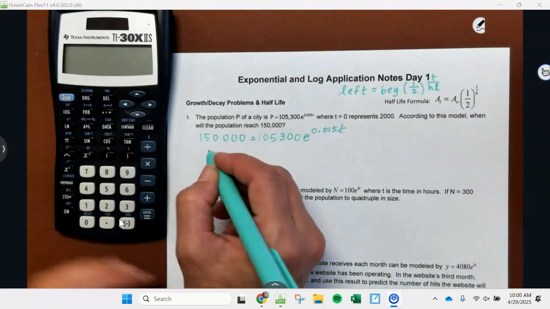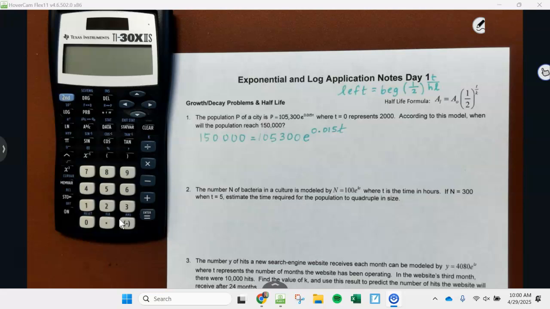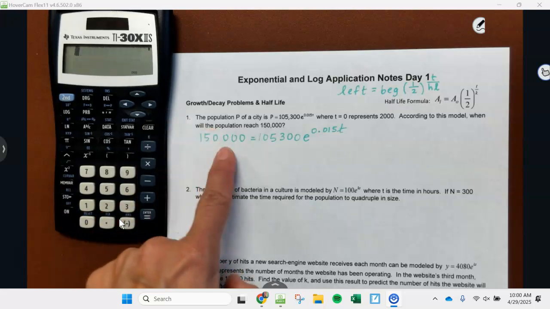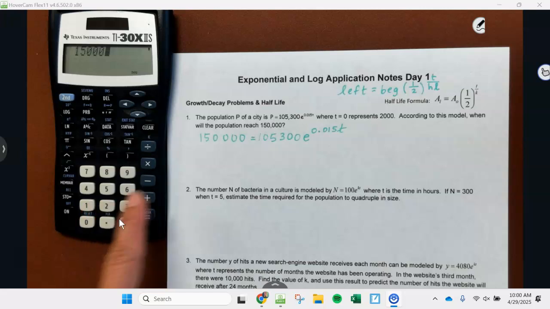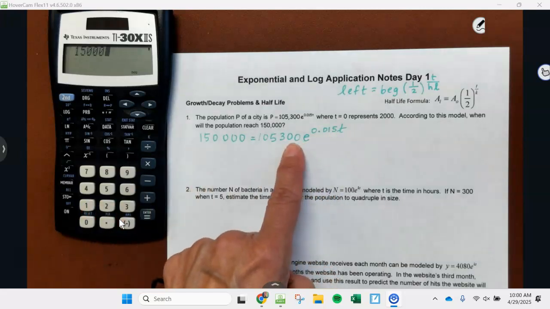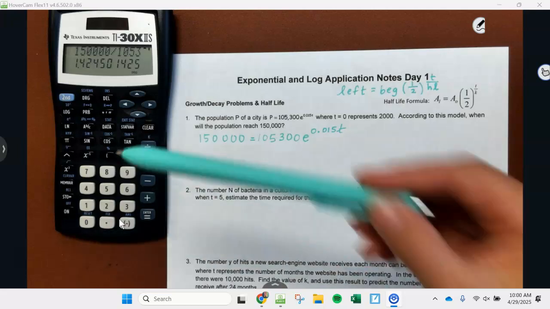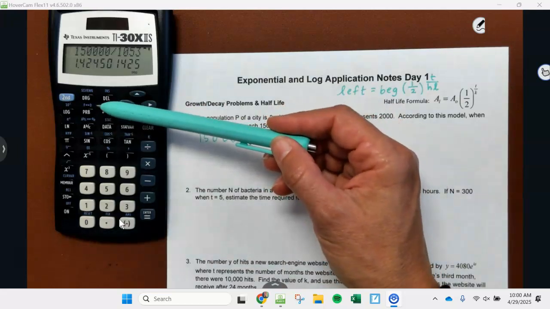When we divide by this, I'm going to use the calculator, and I'm going to get the exact fraction in simplified form because I might ask you for the exact amount. So turn your calculator on. Do 150,000 divided by 105,300. And of course, it's going to give it to us as a decimal. That's not going to work if I need a free response answer. So you guys need to hit this second PRB. Remember, PRB converts it to a fraction.